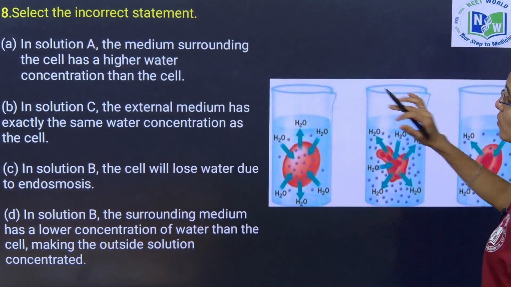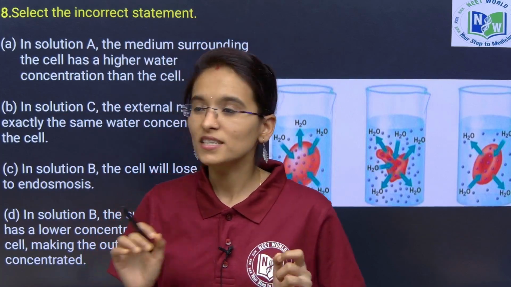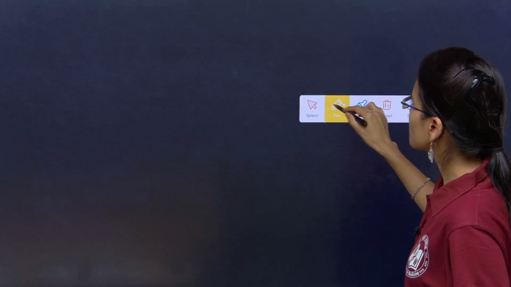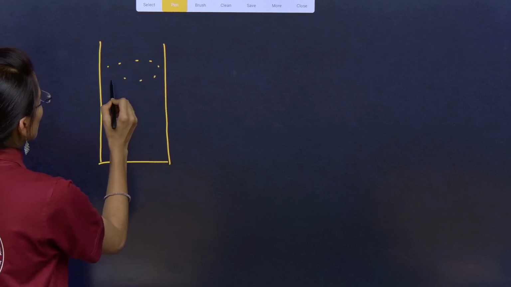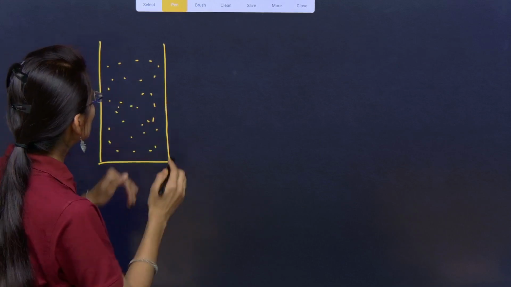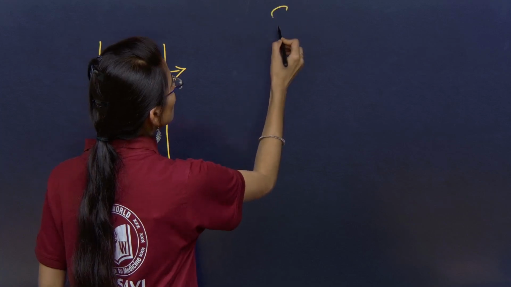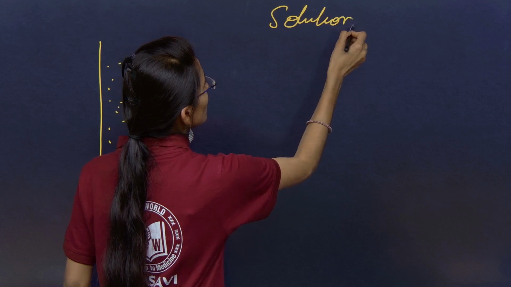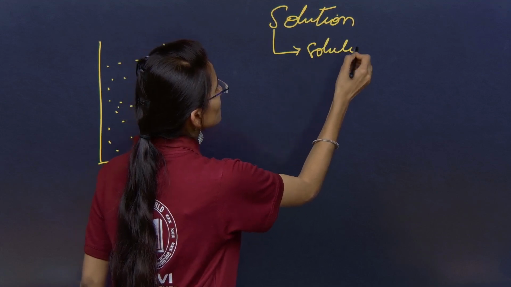See here, before learning these concepts, you need to focus on some important terms. The topic is related to osmosis, children. So in osmosis we have 3 different types of solutions. Take one beaker, for example, and fill it with water. Before learning this, you have to know these terms, like what is solution. Solution is made up of solute plus solvent.